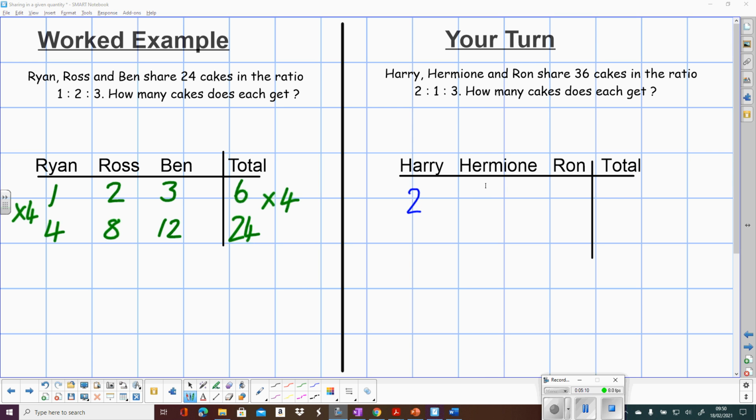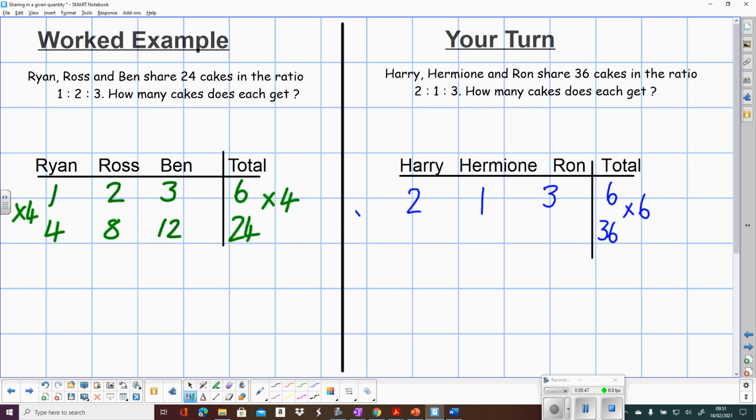Hermione has 1 part. And Ron has 3 parts. So that gives a total altogether of 6 parts. This time we have a total of 36 cakes, so we can put that over here in our table. 36 divided by 6 means that each part is worth 6. There's 6 cakes in each part.